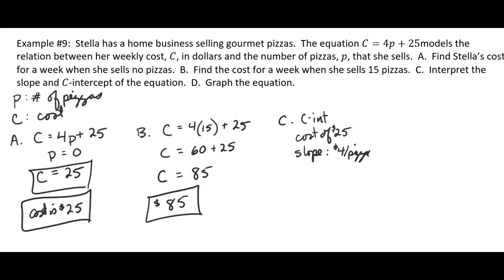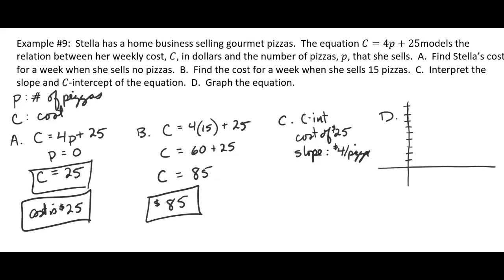Okay, and D, graph the equation. So again, I'll try to do a better graph here, but we've got a graph where we're just having a positive number of pizzas and a positive cost, right? And they want us to graph it. So let's count by tens again: 10, 20, 30, 40, 50, 60, 70, 80, 90.